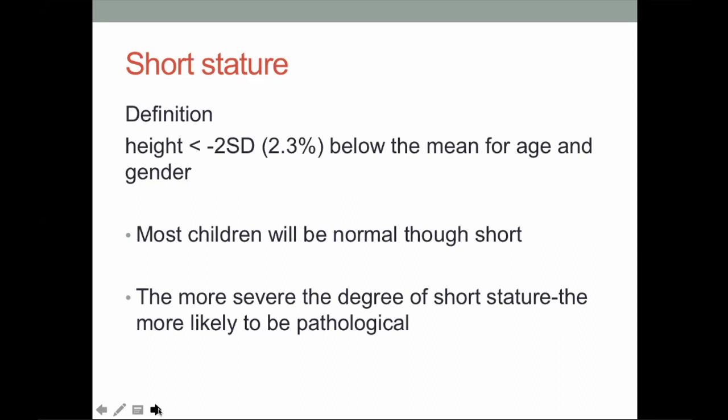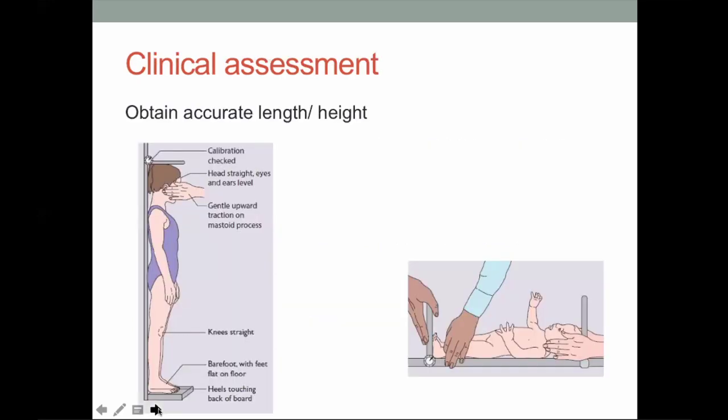So anyway, if a child falls within this definition, if their height is below minus 2 SD, we have to evaluate them and do at least some investigations evaluating them for short stature. So this is very important, and this is something that we expect all of you to do when you have passed your final MBBS exam, right? So it's very important to concentrate on this.